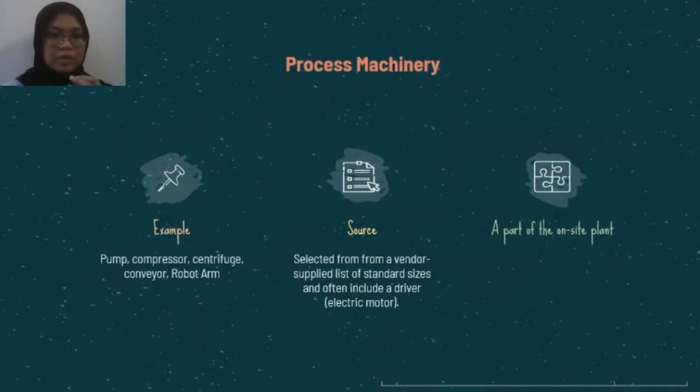Next, process machinery is, for example, pump, compressor, centrifuge, conveyor, and robot arm. The process machinery is selected from a vendor supply list of standard sizes and often includes a driver such as an electric motor. Process machinery is also a part of the on-site plant.